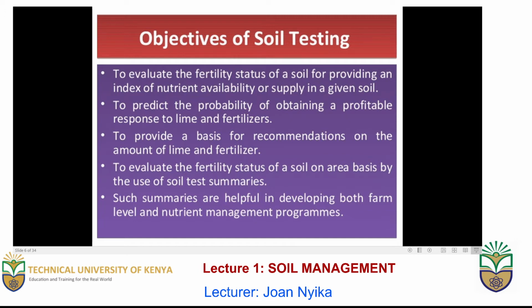And at the farm scale, it can be used to help small scale farmers optimize their crop growth. But at large scale, it can be used to develop what we call nutrient management programs. That is like a manual telling you that soils of a given region are deficient of nutrients A, B, C, D. Therefore, for them to optimally produce beans, you have to apply nutrients A, B, C, D. That is what we call a general nutrient management program.